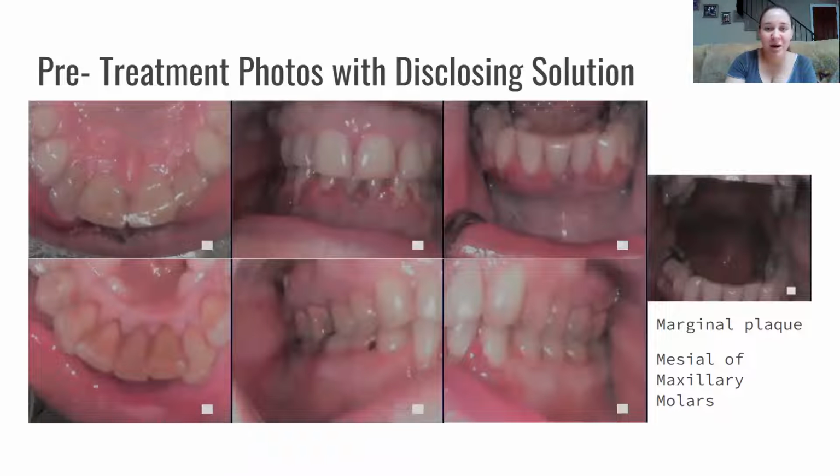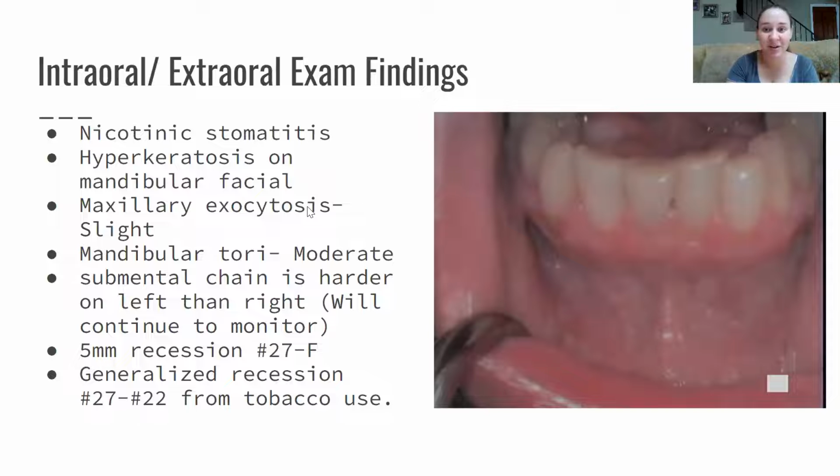These are the pre-treatment photos of disclosing solution. It actually looks like when this patient does brush their teeth, they do a fairly good job. They had some marginal plaque, as well as some plaque and some calculus on the mesial of the maxillary molars, but overall, when they do brush their teeth, it looks like they do a decent job. They just didn't brush them very often.